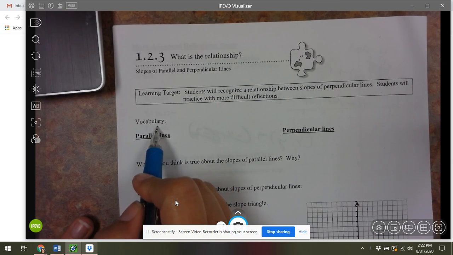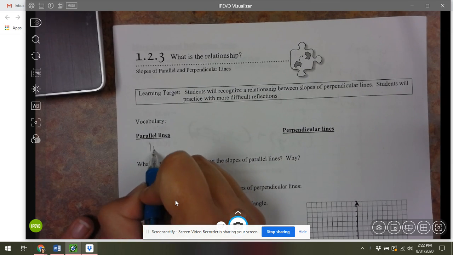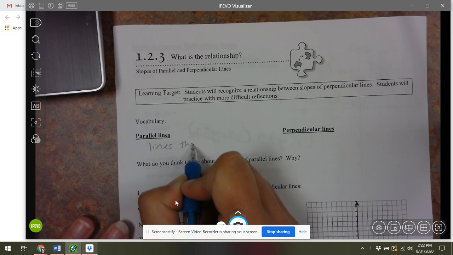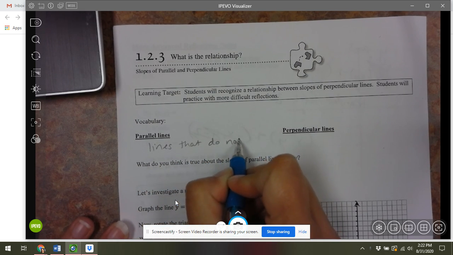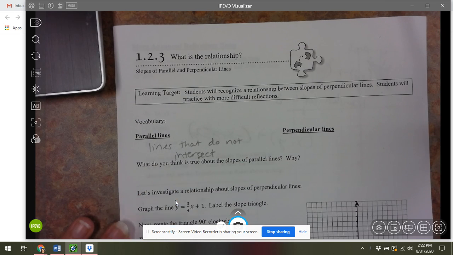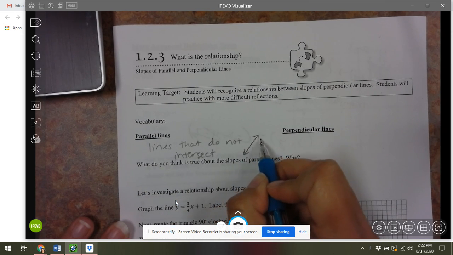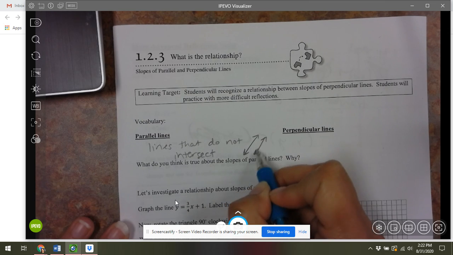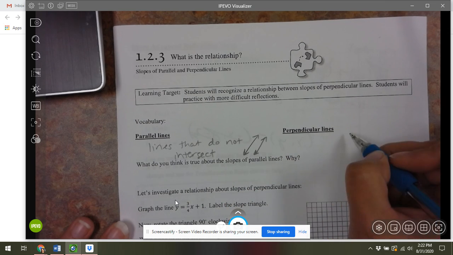The vocabulary. Parallel lines are lines that do not intersect. Railroad tracks. Parallel lines. They never intersect.